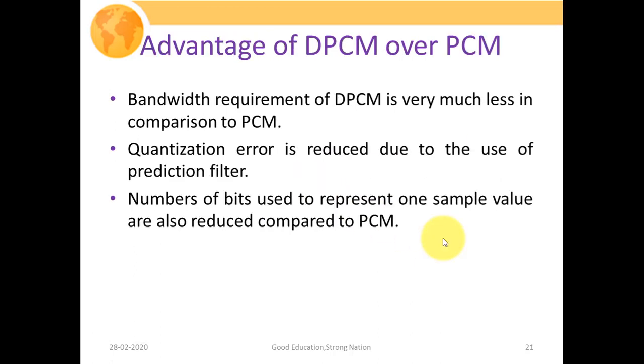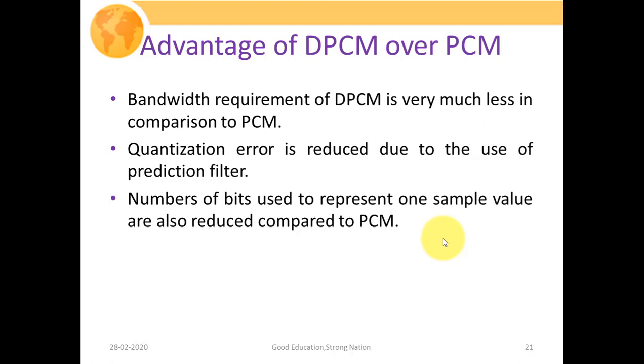Now the various advantages of DPCM over pulse code modulation. Obviously the bandwidth requirement of DPCM is very much less in comparison to PCM. The reason is quite obvious. In PCM, we are encoding each individual sample value independently, whereas in DPCM, we are transmitting the difference between the predictor output and the incoming sample value after quantizing and encoding. If the predictor produces an accurate result, the resultant error signal will be very small, and very few bits are required to encode the difference signal.